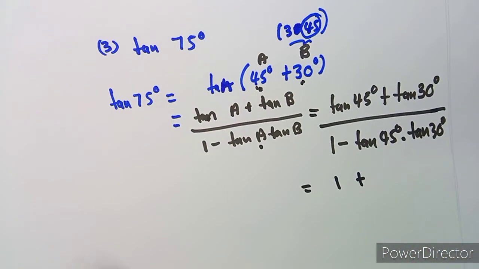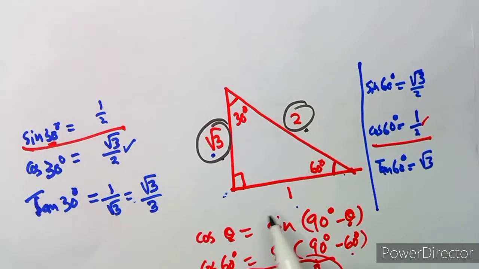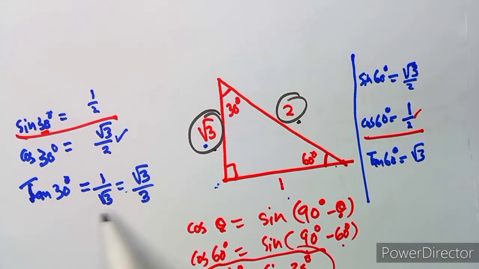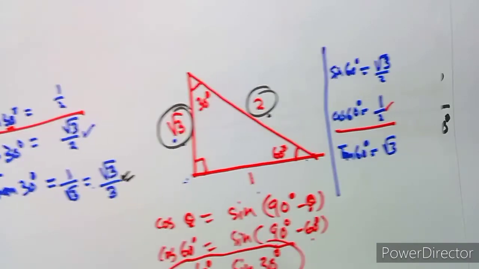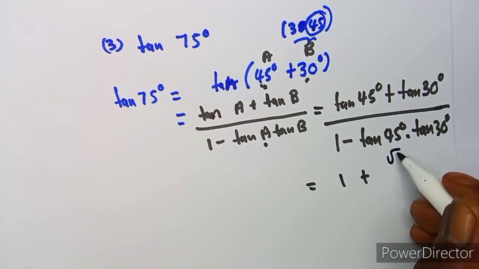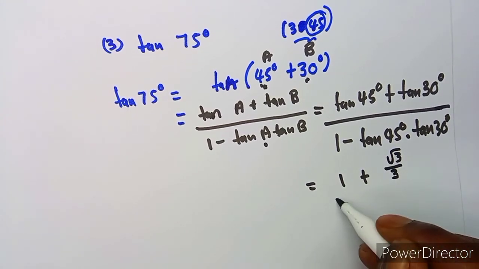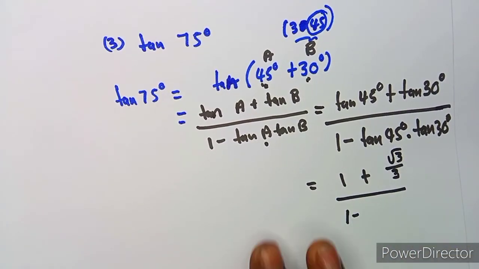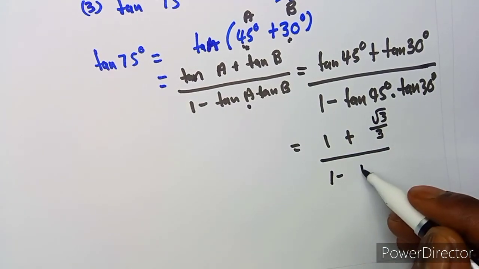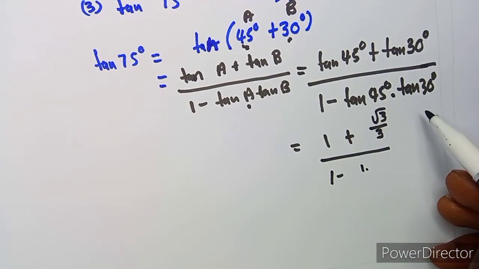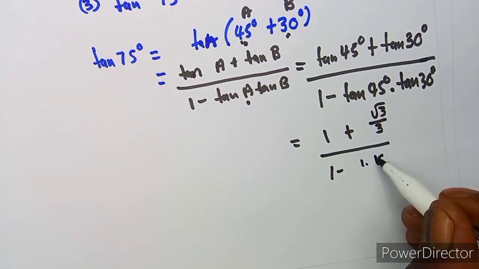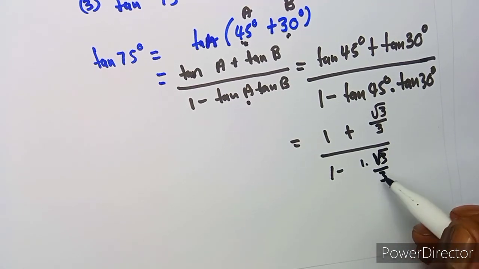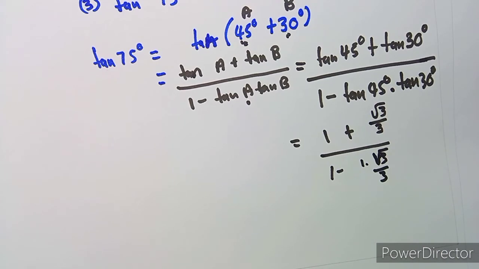So we have to go back to our triangle where we've got tan 30 there, and you saw that when it is 30, the opposite over adjacent is 1 over square root of 3, and 1 over square root of 3 ended up giving us square root of 3 over 3. So this is square root of 3 over 3, everything over 1 minus tan 45 again. This is 1, so it's just 1 times tan 30, and tan 30 is square root of 3 over 3 again.